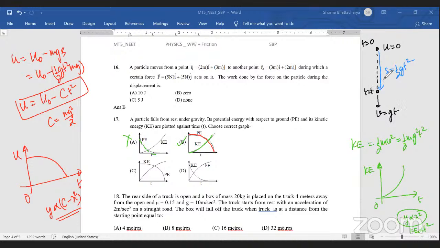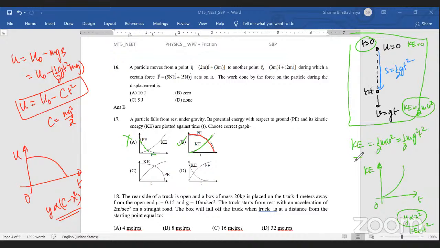Yeah, Sarvesh, look at this diagram first. You'll understand from this. At T equal to 0, speed was 0, so what was the kinetic energy? It was 0. So at T equal to T, what does the kinetic energy become? Half mv square, where V is what? GT.